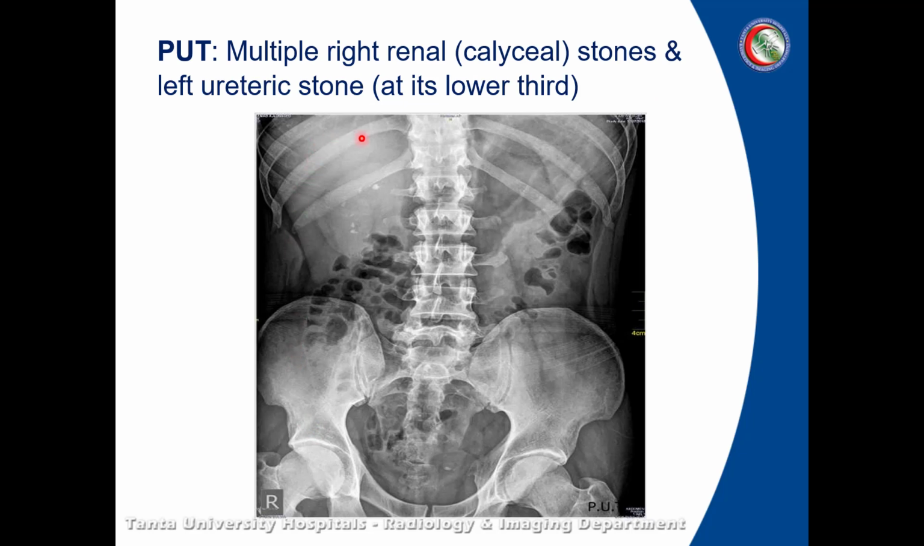Another example, it is PUT, no contrast could be detected, so it's PUT or KUB showing multiple small stones in the region of the right kidney, and also there is a small stone that could be detected here in the region of the lower end of the ureter or its lower third. So the full comment is PUT showing multiple small right renal stones and left lower third ureteric stone.